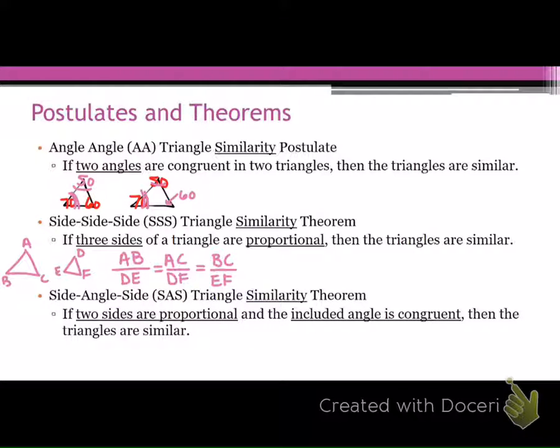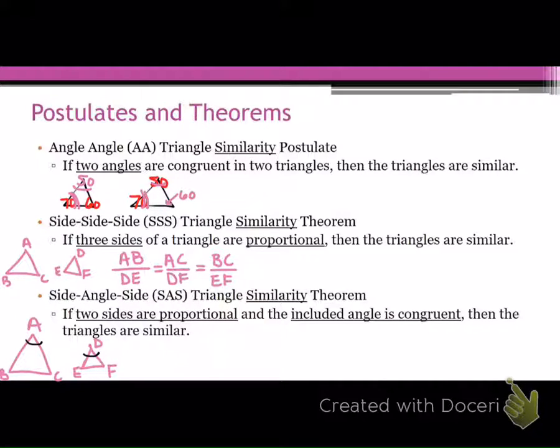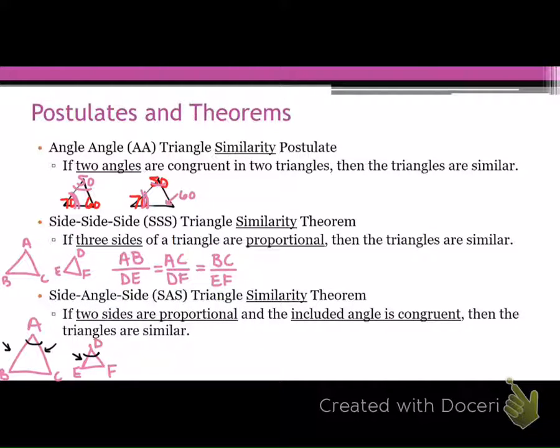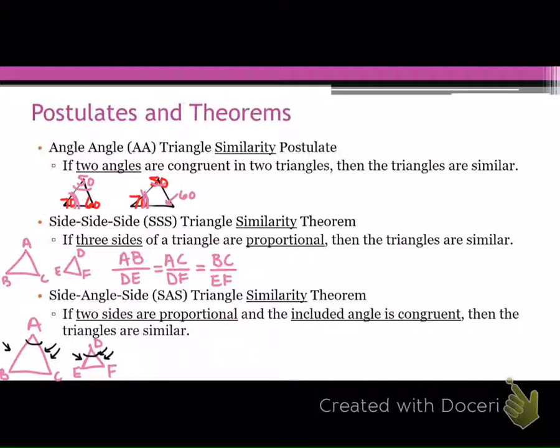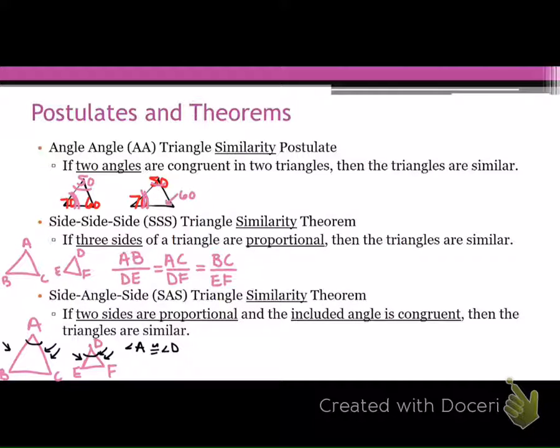Side-angle-side triangle similarity theorem says if two of the sides are proportional and the included angle is congruent, then the triangles are similar. So if I draw those triangles again, I know that this angle is between these sides. Do you see how the angle is the included angle because the two sides form the angle? You see how AB and AC form that angle and DE and DF form that angle? Then you have similarity. So if angle A is congruent to angle D, and AB over DE equals AC over DF, then you have side-angle-side similarity.